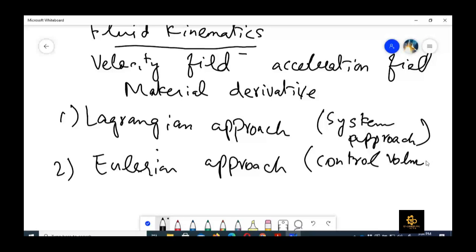And after that, if we want to switch from the Lagrangian to the Eulerian approach, how do we do that? Is there a way?